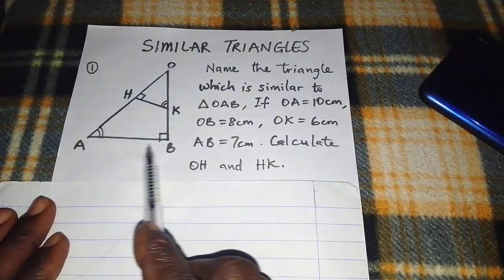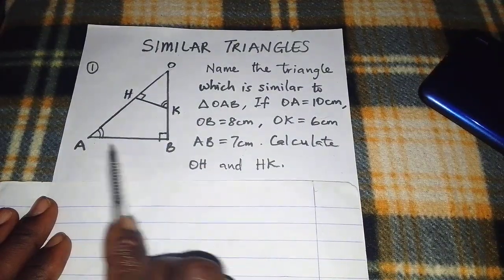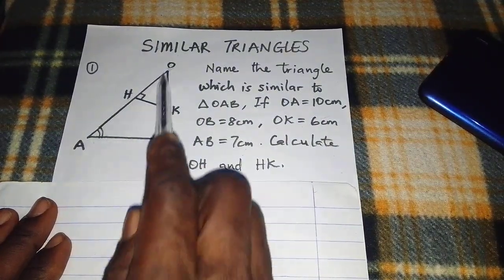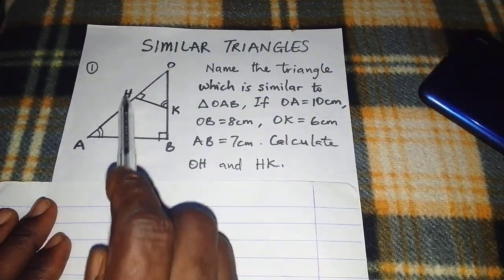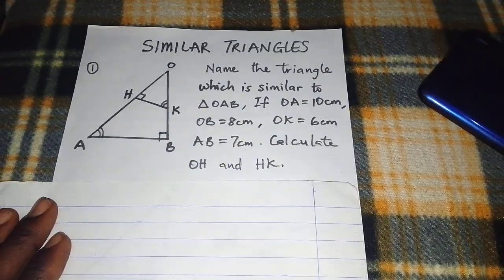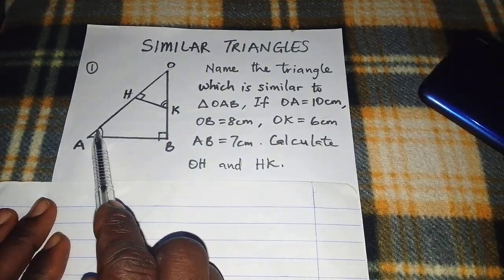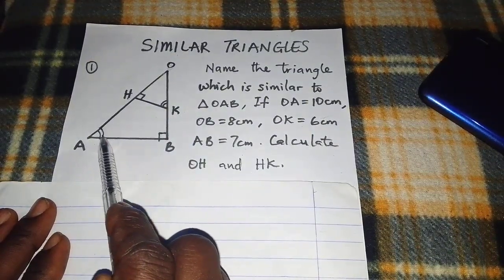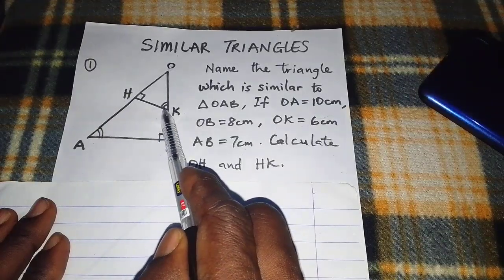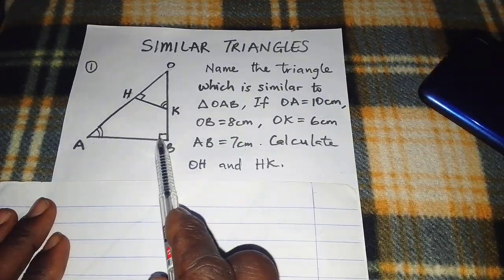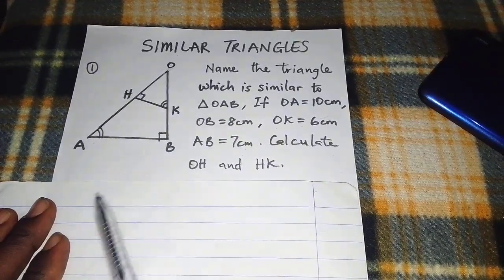If you are having this triangle, this is a right angle triangle. Now inside this right angle triangle, we have another right angle triangle. So this shows that this angle here is equal to the angle that is here. And this is 90, this angle is also 90.